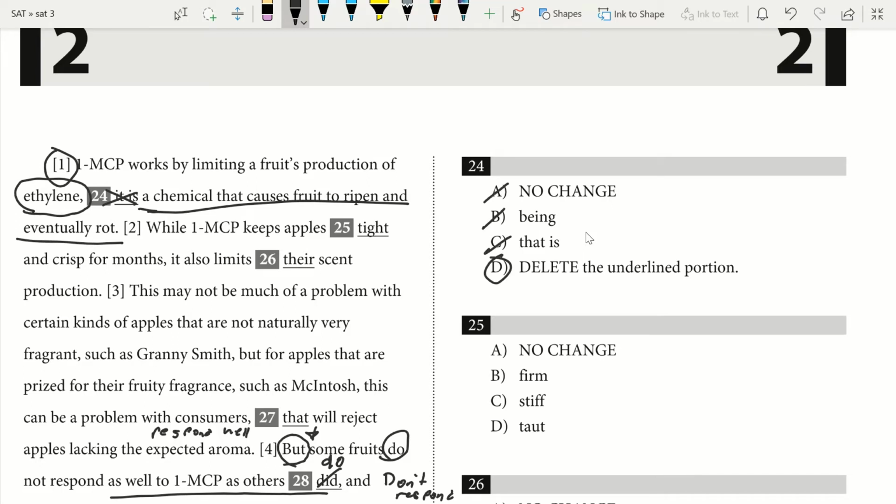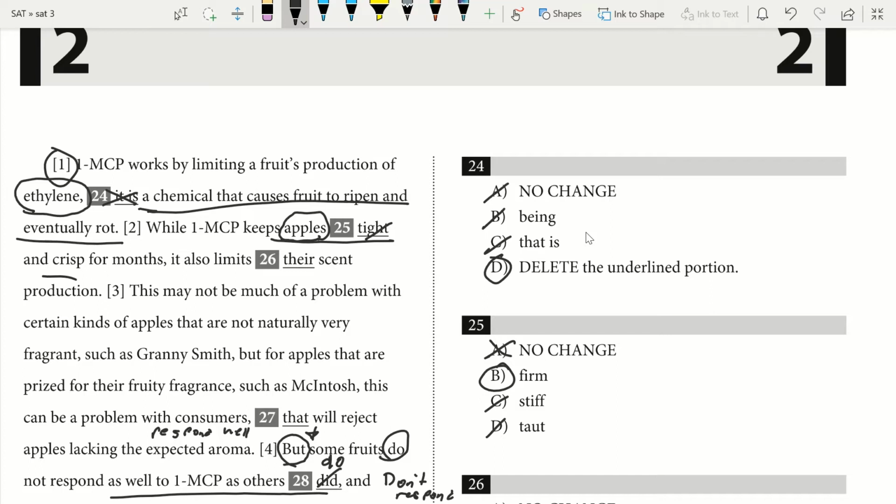Alright, now we have sentence 2. Well, 1-MCP keeps apples tight and crisp. Well, tight and crisp, no one really ever calls an apple tight, right? We call apples firm. So our answer there is going to be B. We don't want to use language that doesn't apply to an apple, right? We kind of want to use a common way to show that apples are fresh, right? If it's fresh, it's firm, and it's crisp, right? So our answer there is going to be B.